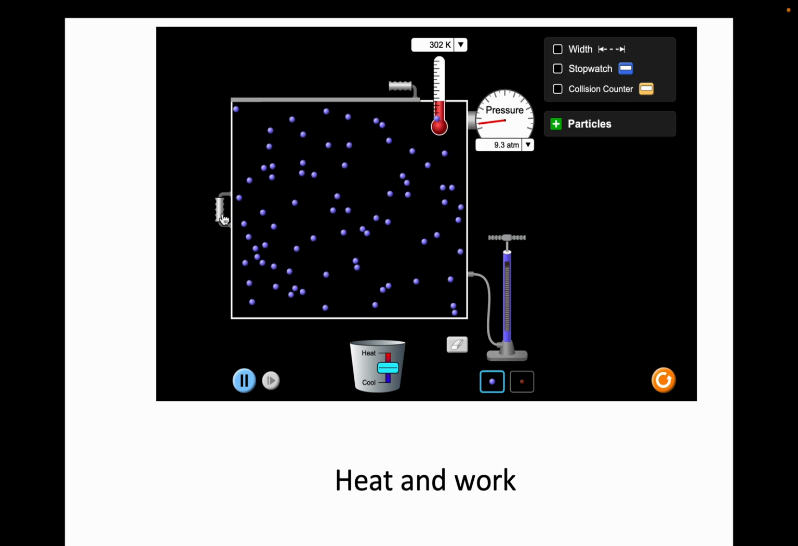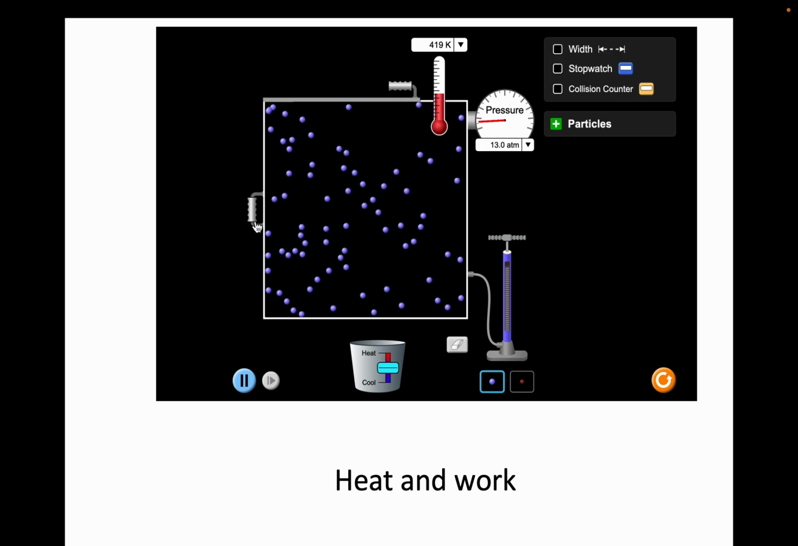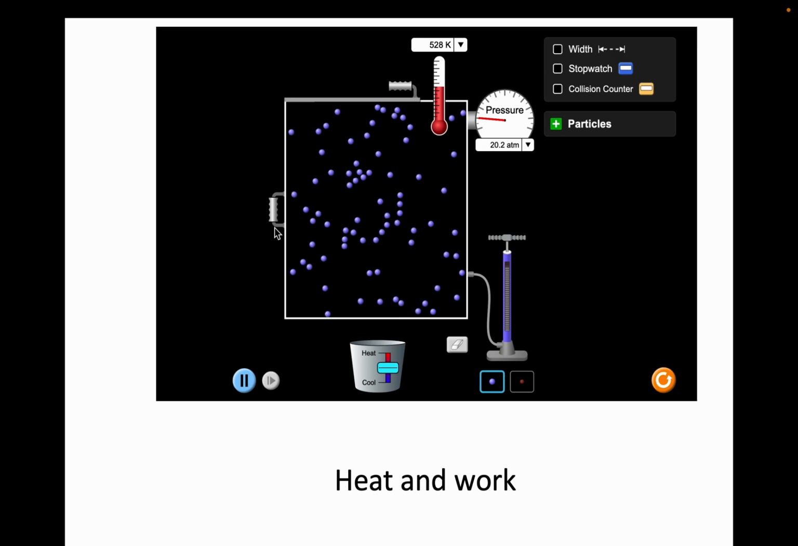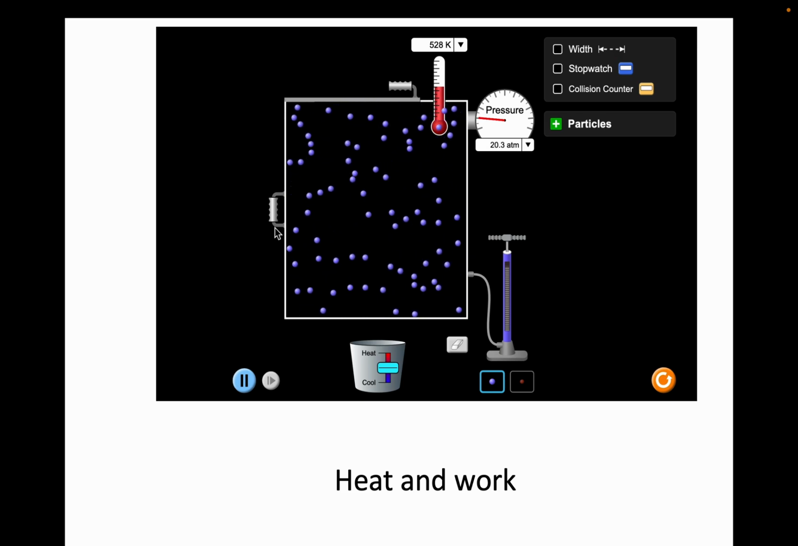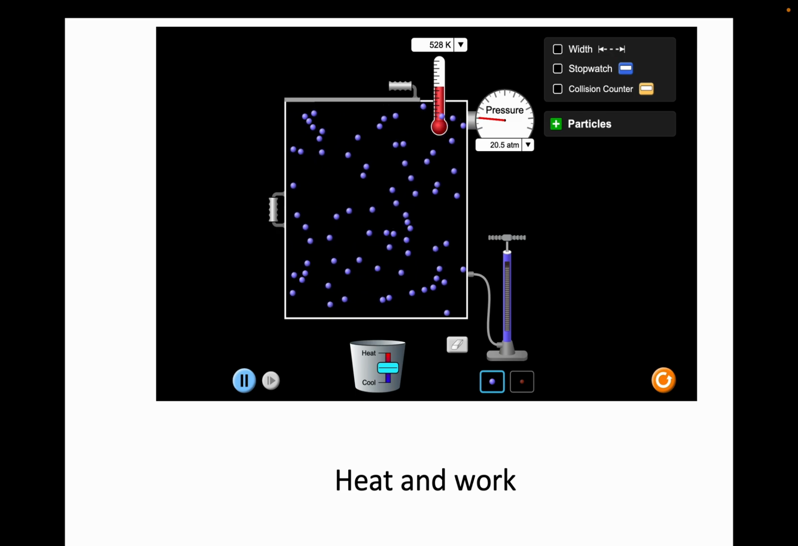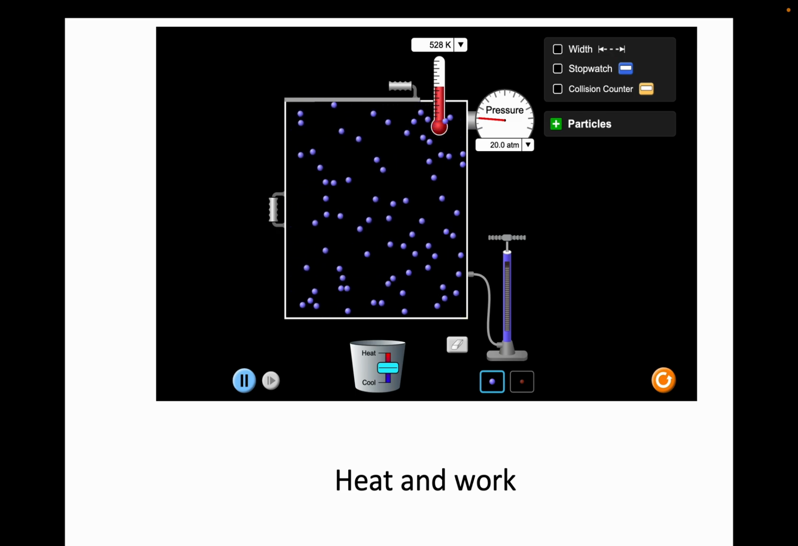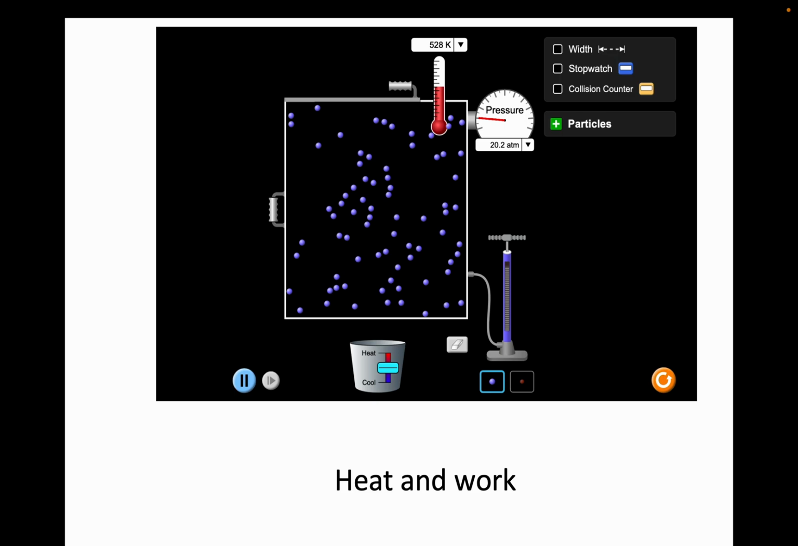But look at this, I'm not going to touch the heat gauge at all. I'm just going to change the volume. And the thermometer went up. The particle motion increased, not due to heat at all, but due to work. Heat and work are the two different ways that we can change the internal energy.